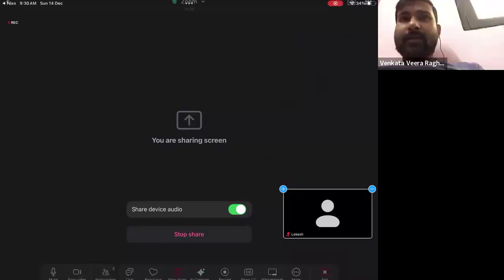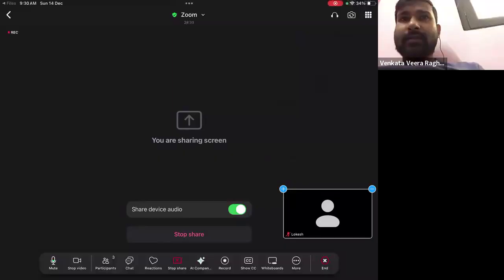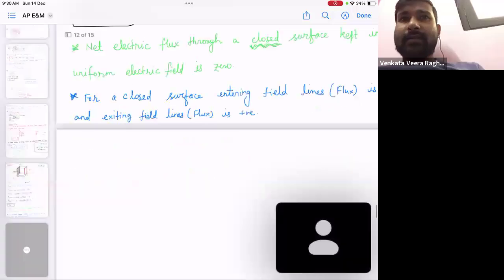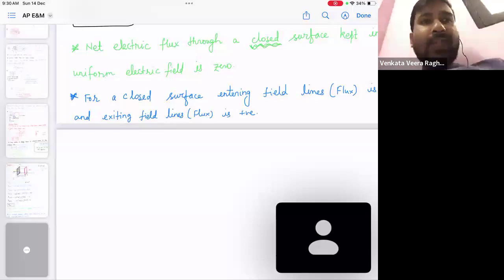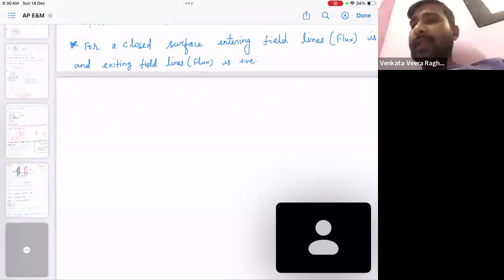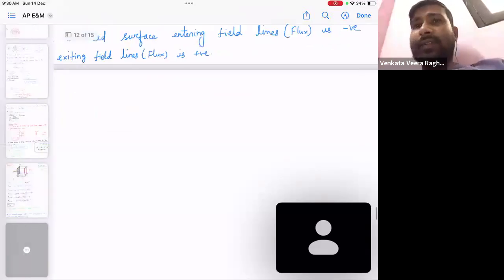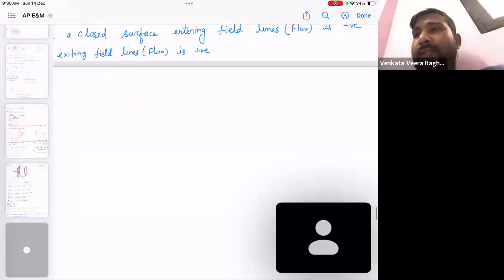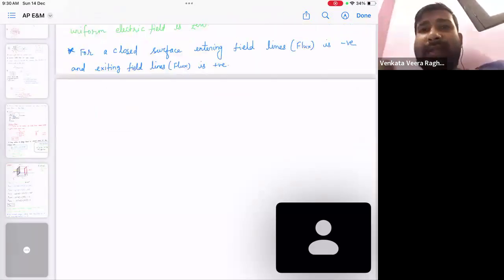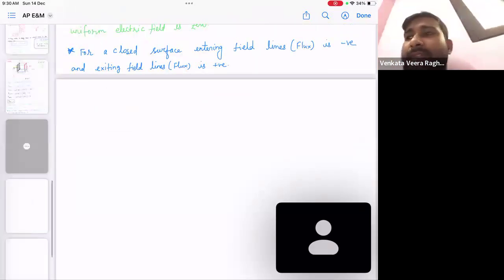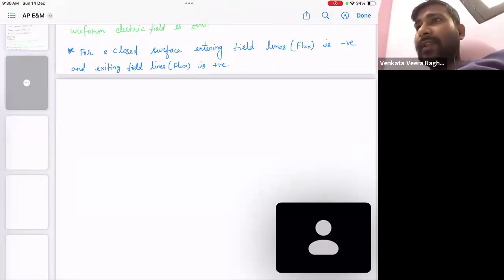Right. Okay. So net electric flux through a closed surface is how much? Zero. And for a closed surface, entering field lines we will consider as what? Negative. And exiting field lines? Exiting field lines we will consider as positive. Is that clear? That is the second point we have learned. Now let's discuss an example based on that. What does it mean by entering field lines, exiting field lines?